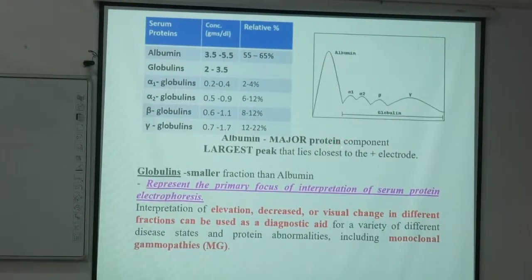Although for albumin, we do not do electrophoresis. Electrophoresis is basically targeted for finding abnormalities in alpha 1, alpha 2, beta or gamma. It is not for albumin, because we have a chemical method for estimation of albumin in the laboratory. So by chance, if in the electrophoresis report, the electrophoretogram, you find that the albumin peak is low, that also indicates abnormality. So it is the largest peak.